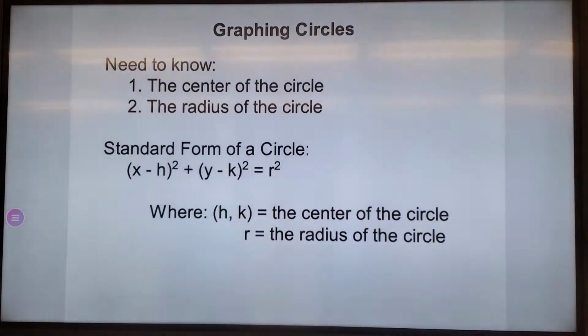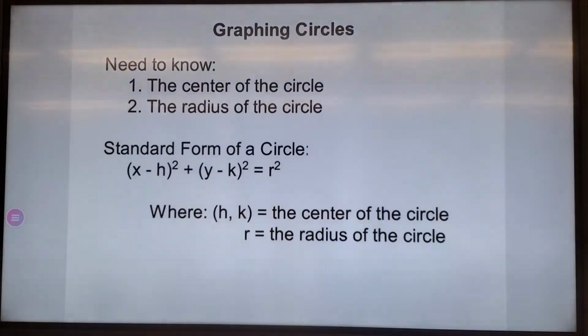Graphing circles. All right, again, this is going to sound really super fun, and you might be terrified right now watching this video. However, I do promise that this is not as bad as it might seem. What you need to know is the center of the circle, and you need to know the radius of that circle.